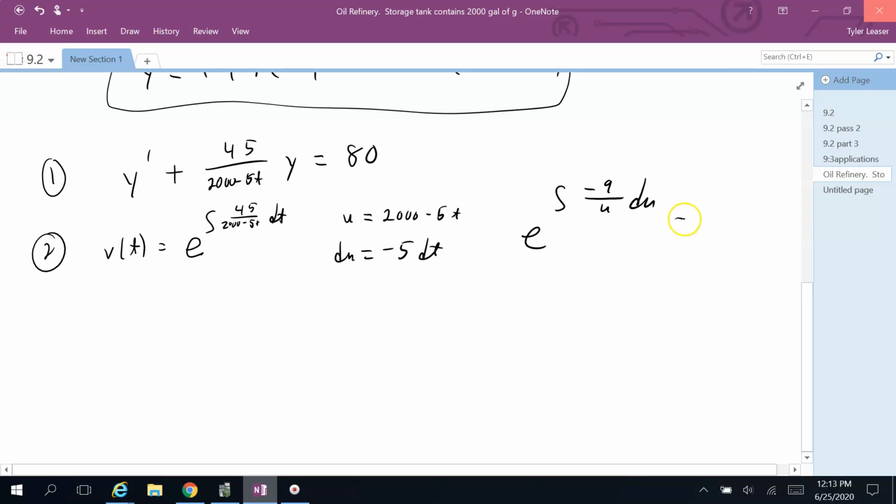Okay, so this has antiderivative of e to the -9 natural log u. Remember that we would bring that -9 in as the exponent, and then the e and the natural log cancel to be u to the -9. But remember that substituting back in, the u is 2,000 minus 5t, so we get (2,000 minus 5t) to the -9.